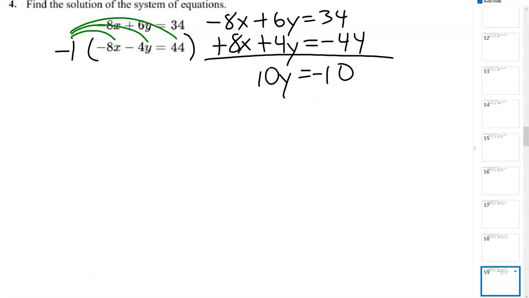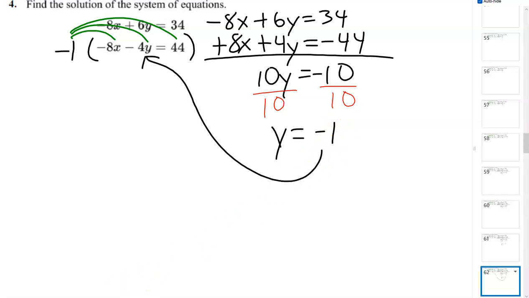Now I'm going to continue to solve this. I'm going to isolate this y by dividing by 10. And then y is going to be equal to a negative divided by a positive, which is a negative, and 10 divided by 10 is 1. So now I'm going to take that -1 and plug it in. I could plug it in either one of these equations, but I just happen to pick the bottom one.